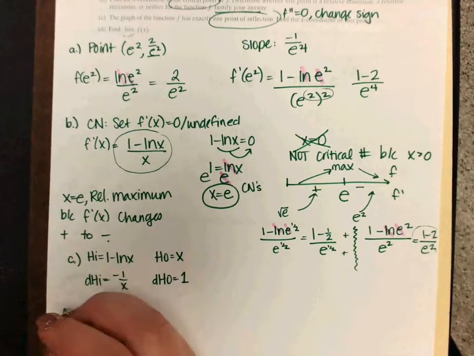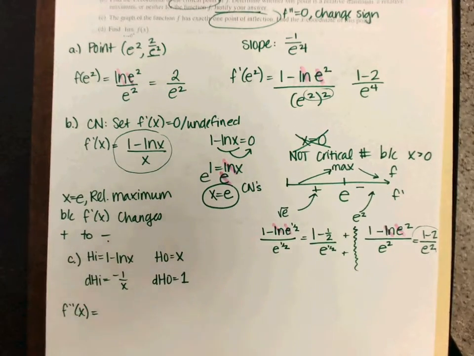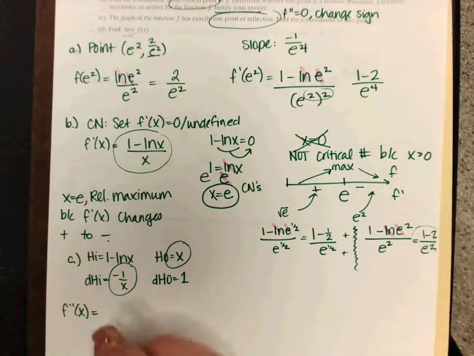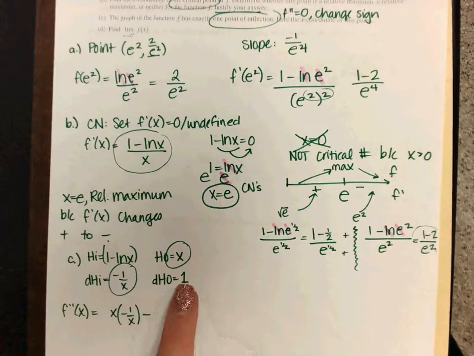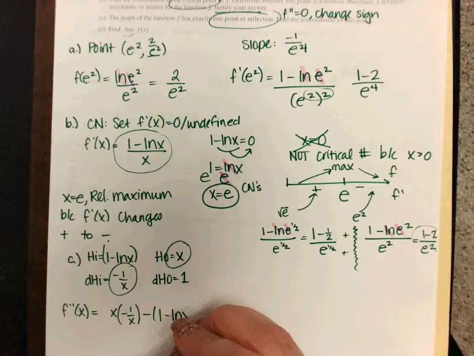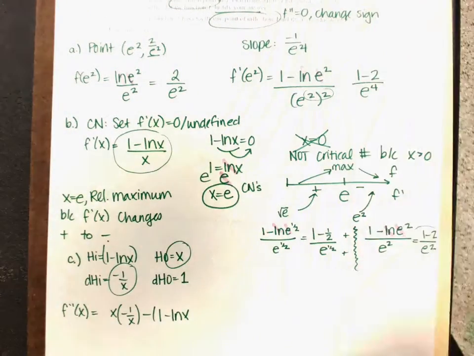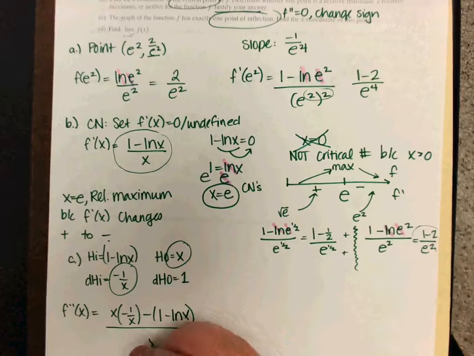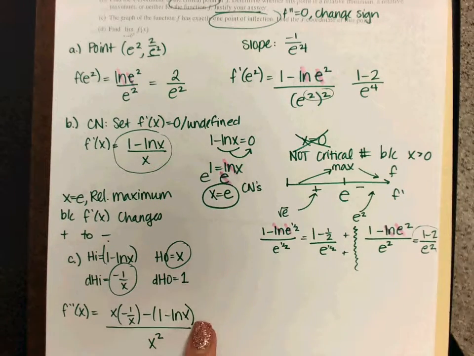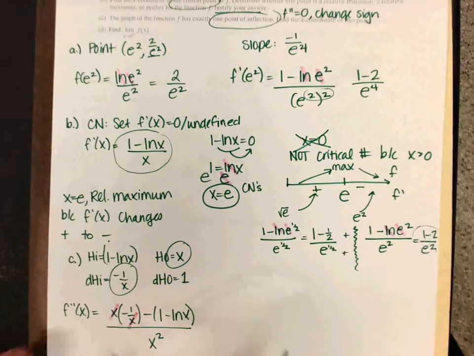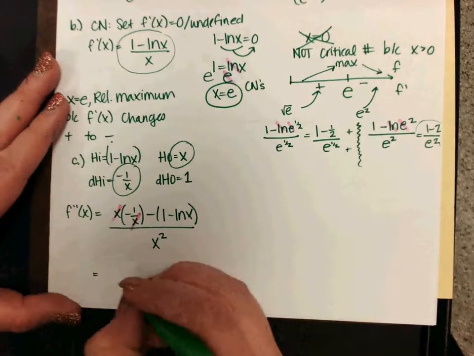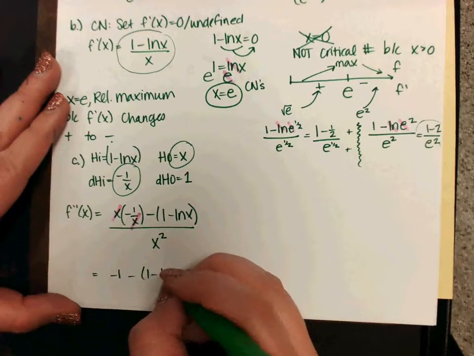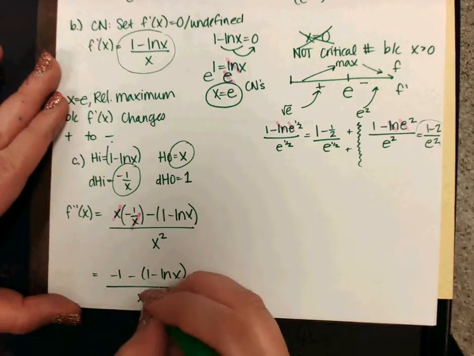Okay, from there, I'm going to call this f double prime of x equals, and it's going to be ho d high, so x times negative 1 over x, minus high d ho, so that'd be 1 minus ln x, and then over ho squared, which would be x squared. Now notice I didn't write the times 1, but it's just because it doesn't make a difference. Okay? Then from here, my x's are going to cross out, but that's going to stay a negative 1 there in the front. So it's negative 1 minus 1 minus ln x over x squared.